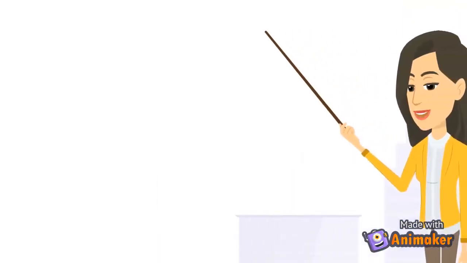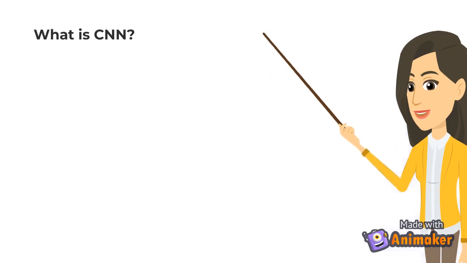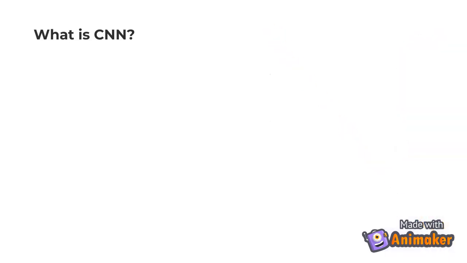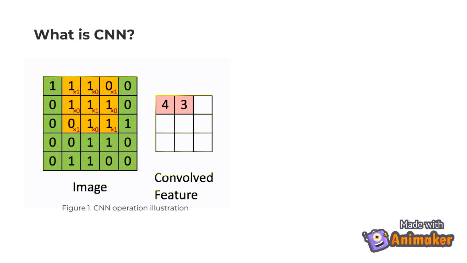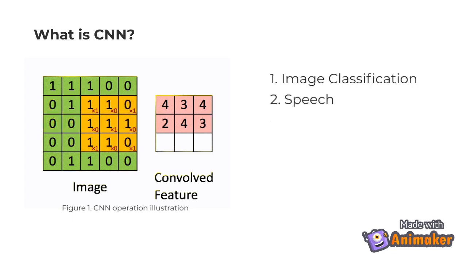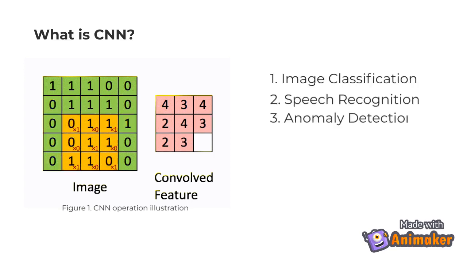To gain a better understanding and appreciation of AutoCNN, let's get into a brief explanation of CNN. Convolutional neural network, or CNN in short, is a neural network that uses convolution in place of general matrix multiplication for processing data with grid-like topology. It is a widely used technique to solve image classification problems, speech recognition, and anomaly detection.